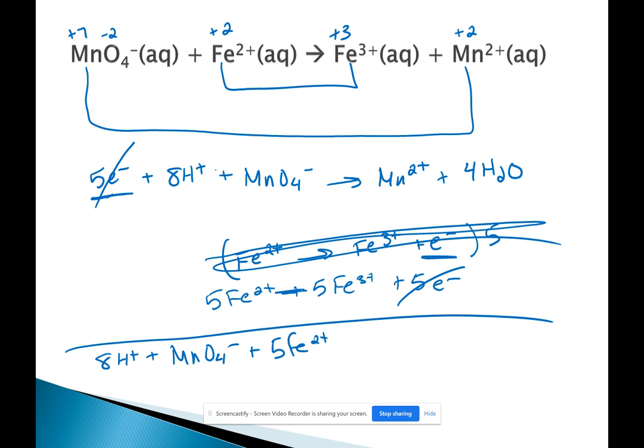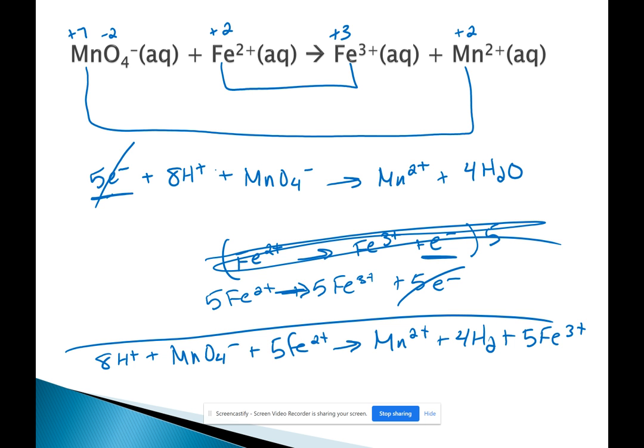Oh, definitely should be an arrow right there. Goes to the manganese 2 plus, 4 water, plus 5 iron 3s. So that is my complete balanced oxidation reduction reaction. I should, of course, check that everything balances.